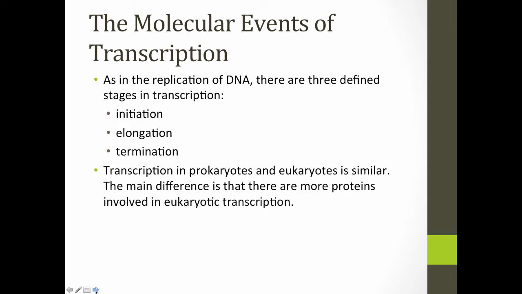So the molecular events of transcription, we're going to break everything in this unit down into the phases: initiation, elongation, and termination. The process is quite similar, except there are more proteins involved in eukaryotic transcription. Eukaryotic transcription happens in the nucleus, and so it's a separate event from translation, whereas in prokaryotes, because there is no nucleus, transcription and translation can actually occur simultaneously, and we'll see a picture of that.